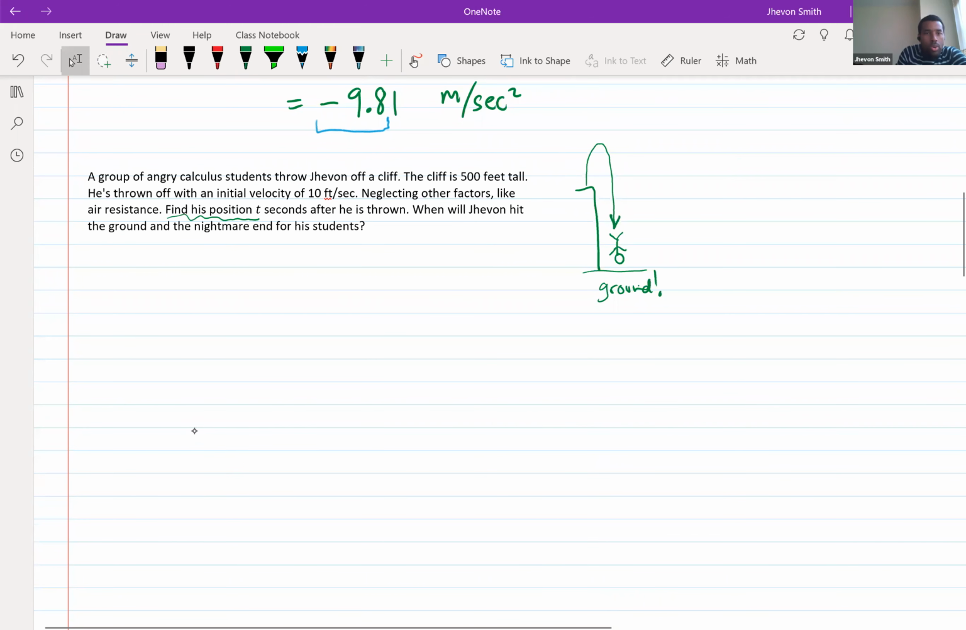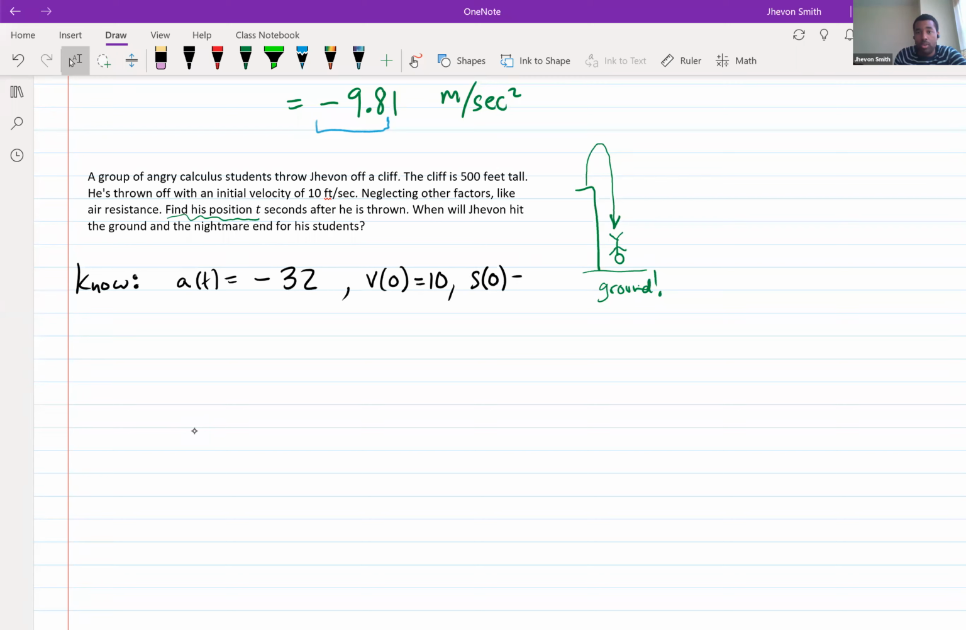So right now, what you know is the following. Number one, I know that my acceleration function is, because things are measured in feet here, the cliff is 500 feet tall, I'm going to use the 32 number. The acceleration due to gravity is a constant negative 32 feet per second squared. I also know the velocity function at time equals 0. That's the point where I was thrown off the cliff. We'll call that 10. I also know that the cliff is 500 feet tall, which means the position function at time equals 0 is 500. So these are all my knowns. Now, ultimately, I want to find the position function, and I want to find the time to hit the ground.